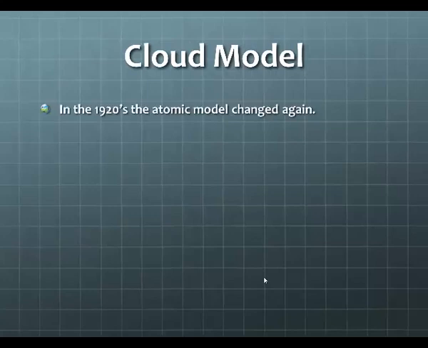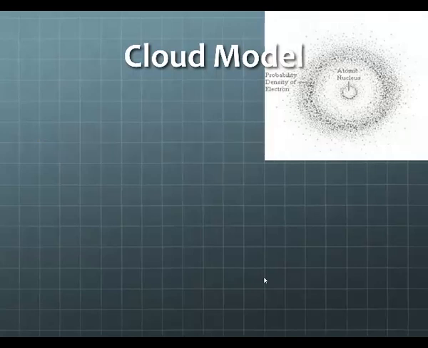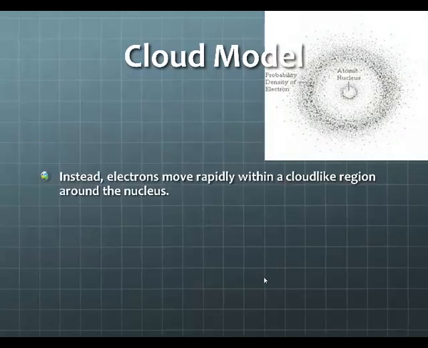The next model is the cloud model. In the 1920s, the atomic model changed again. Scientists determined that electrons do not orbit the nucleus like planets, as Bohr had suggested. Instead, electrons move rapidly within a cloud-like region around the nucleus.